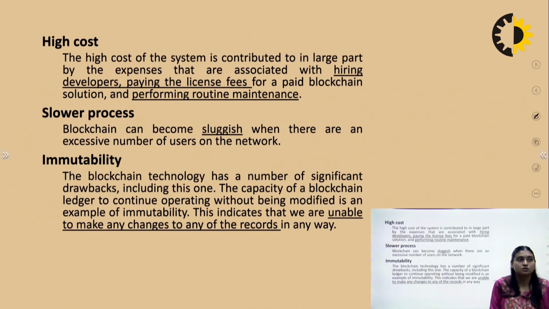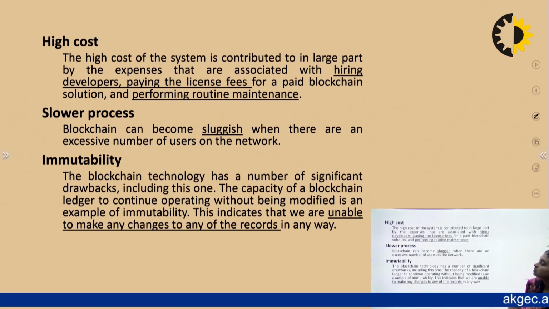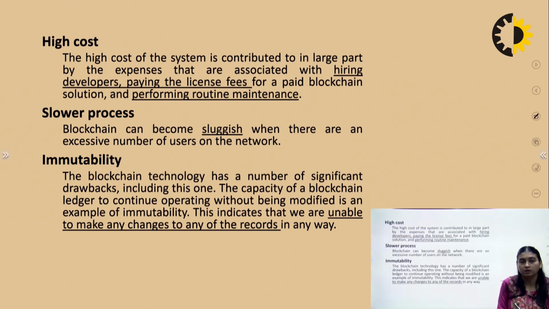Next is the high cost. So the high cost of the system is contributed to in large part by the expenses of hiring developers, paying license fees for paid blockchain solutions, and performing routine maintenance. Performing routine maintenance involves some sort of fees also, so it includes high cost. Next is slow process. It can become sluggish when there is an excessive number of users on the network. It depends on a particular scenario, but if it exceeds the capacity, then definitely it will become sluggish.